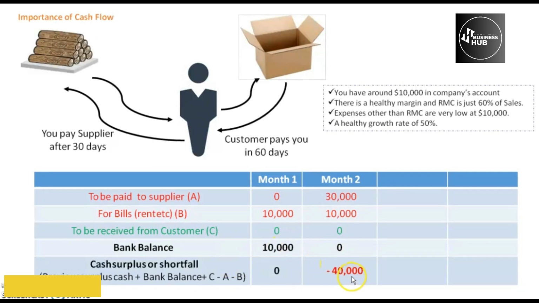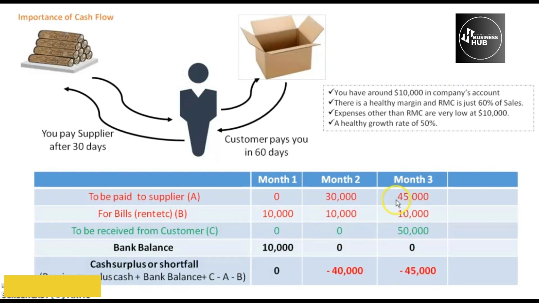So you have a negative $40,000 in your kitty. That is, you're concerned that you are making good sales, but still you don't have money to pay your day-to-day bills or run your company. But nevertheless, you feel that you are making good sales as well as a good growth rate. So you feel that at the end of the third month, things will be okay.